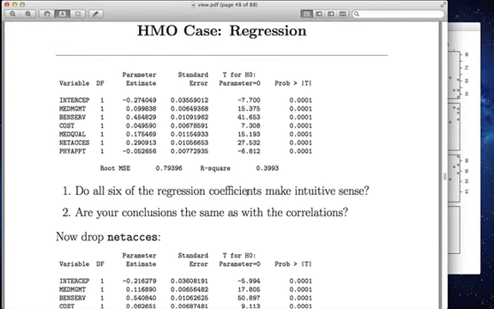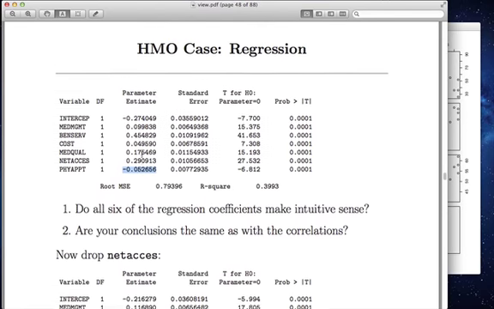Let's fit a regression. So the first regression that we'll fit regresses loyalty on all 6 of the dimensions. I ask, do all the regression coefficients make intuitive sense? The answer is no. So let's take a look at the coefficient for physician appointments. That negative coefficient means that for every additional scale point that customers are satisfied with their ability to see the doctor, their loyalty goes down by 0.05 on the average.